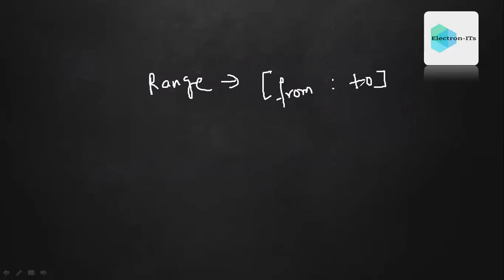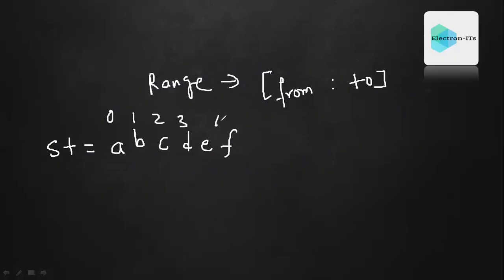Now we'll talk about range. Range is defined as the values or the letters, the alphabets in your string. It will generate some letters in your string. The general format is from colon to. For example, in the above string, now I will write one string as a b c d e f. So again 0 1 2 3 4 5.